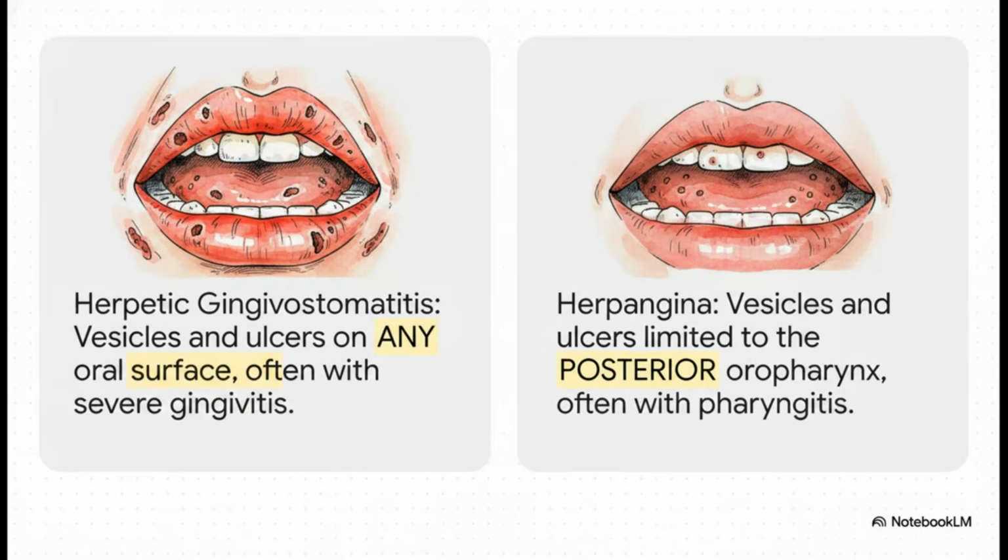You know, in oral path, it often comes down to one thing: location, location, location. So if you see a child with vesicles and ulcers just everywhere, and their gums are bright red and swollen, your first thought should be primary herpes. But if those lesions are hanging out exclusively in the way back of the throat, we're talking soft palate, tonsils, that should scream Herpangina, which is caused by a totally different bug, Coxsackie virus.